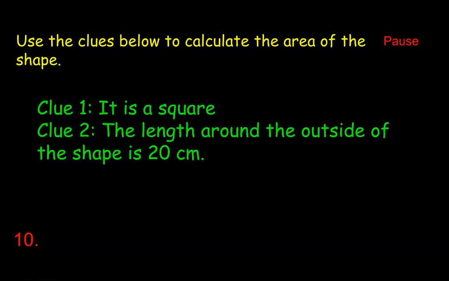We've come to the last one. Again, pause the video, don't rush. It says use the clues below to calculate the area of the shape. Now you can't see the shape, but they've told you clue 1, it's a square. Clue 2, the length around the outside of the shape is 20 centimeters. Use those clues to calculate the area. Now don't rush and don't try and do things in your head. Use a piece of paper, draw a shape, and see how you go. Continue when you're ready.